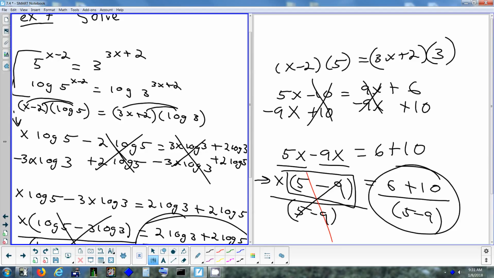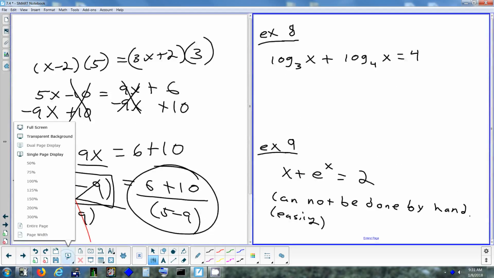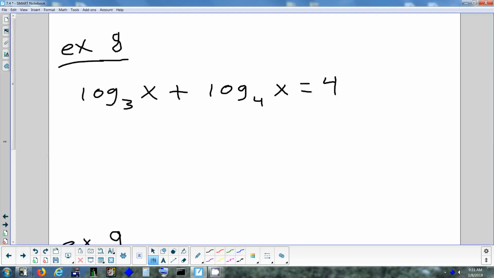All right, let's take a look at another one. What's a little different about this one? Something happened in example 8 that usually doesn't happen, but it is here. Yeah? Logs have different bases. Right, the logs have different bases.